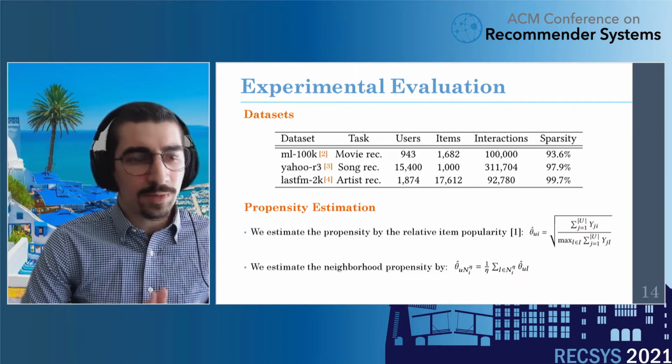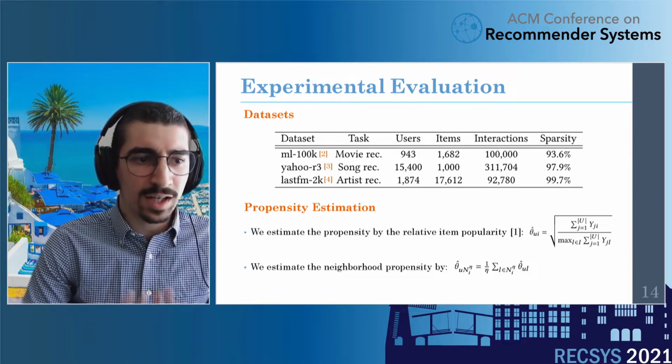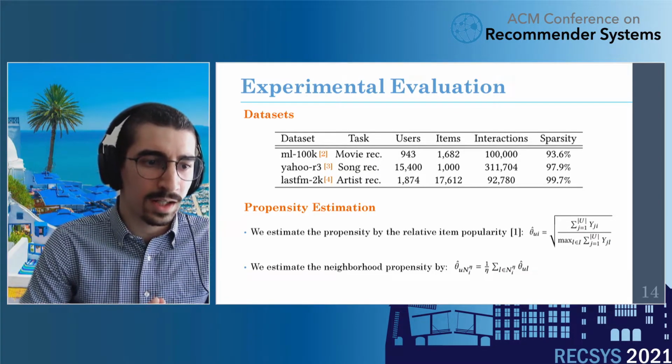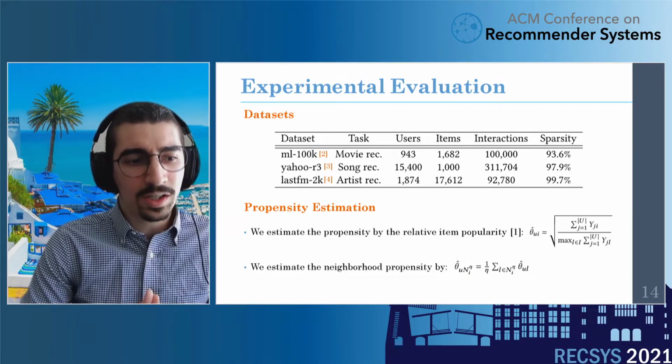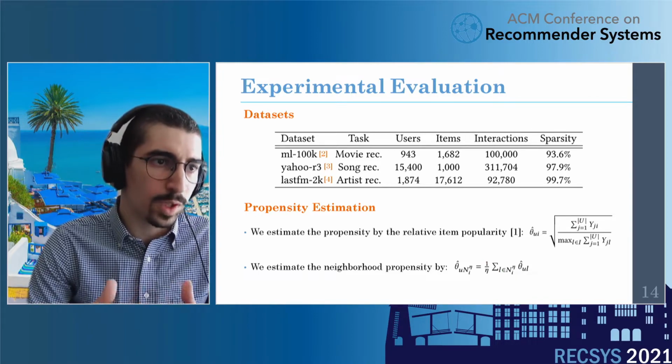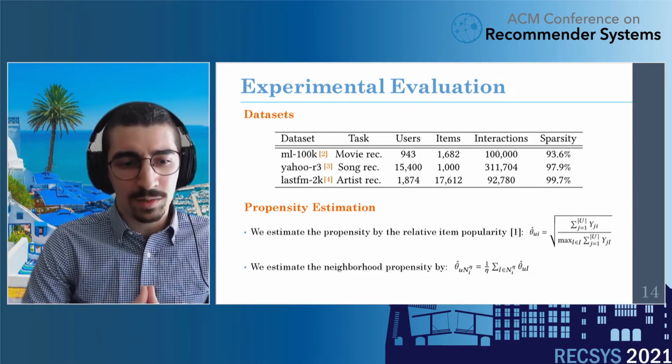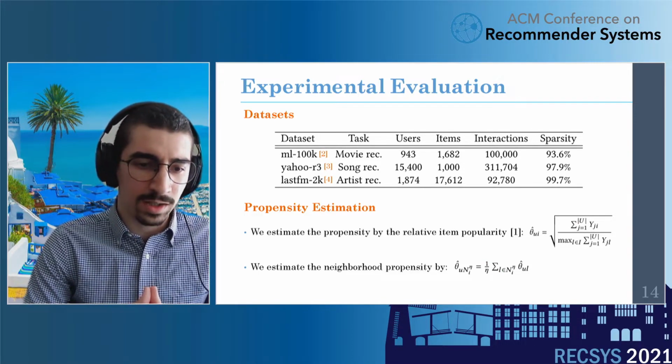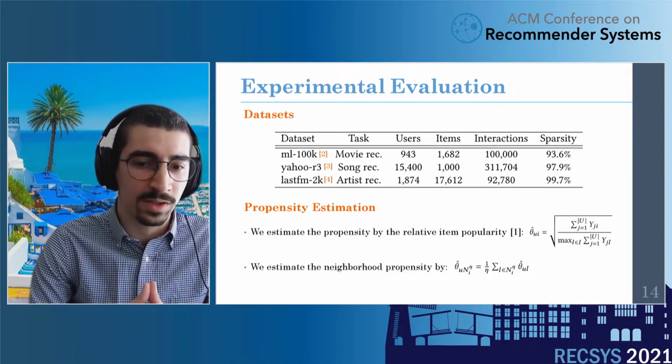We performed experiments on 3 data sets, the MovieLens 100K, Yahoo R3, and LastFM2K. In our implementation, we estimated the propensity by the relative item popularity following previous work, and estimated the neighborhood propensities by the average of the estimated propensities over the neighborhood.